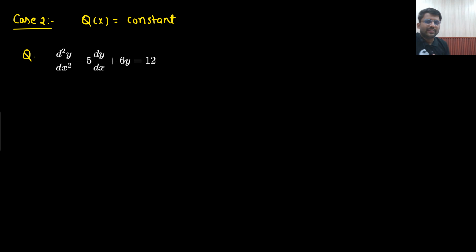Now next case we will see q of x being constant. Very straightforward concept. Very simple. This time my q of x is constant, which is 12. So my q of x is 12 e to the power 0x. Now it is solved. How it is solved? CF and PI I need to find out.